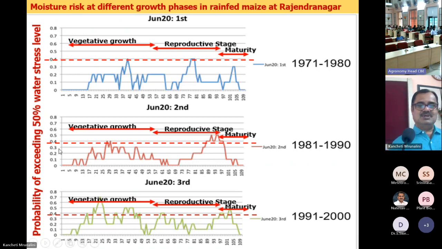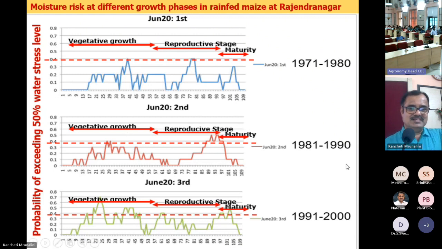So this is just for 3 decades for the same 20th June sowing. Now you see how the risk is varying. In the period 71 to 80, the risk is not more than 40%; it is less than 40%. Now you see the probability. It is less than 40% at any stage from day one of the crop sowing to the harvesting stage, the last one. In any growth period, the soil moisture is not below the 40% level. That means during the 70s, the rainfall was good and well distributed.